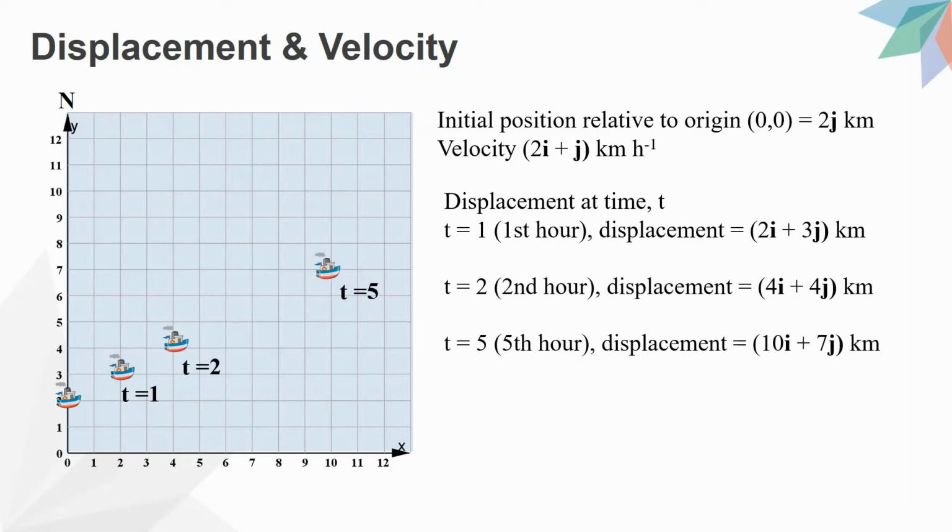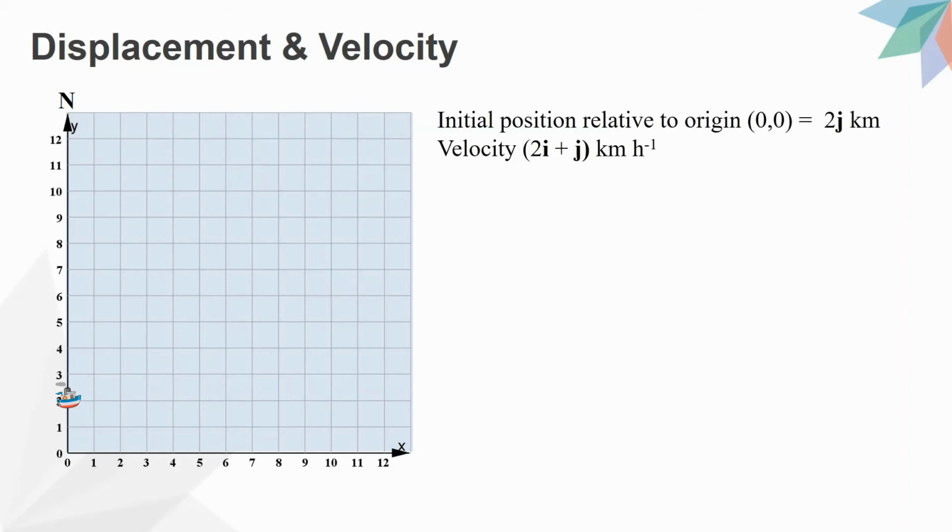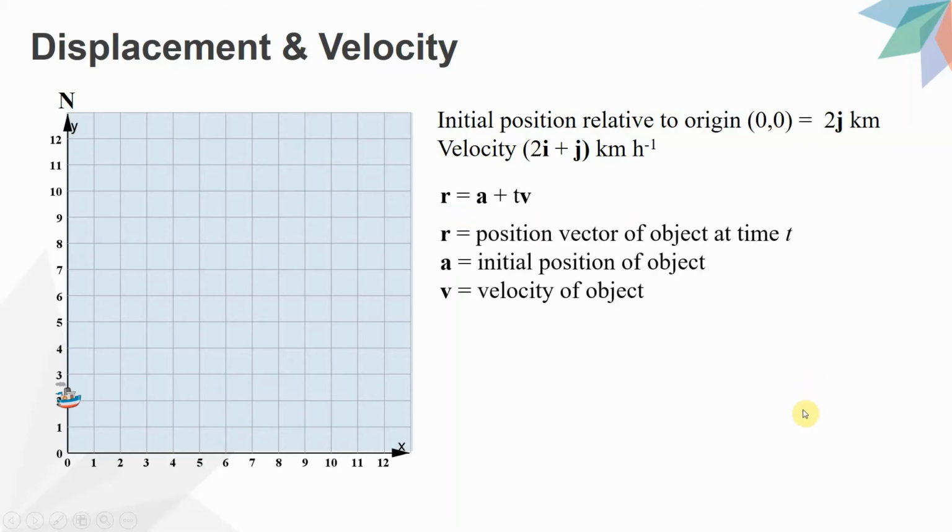So we want to have a simple formula to help us find the displacement easily. This is a formula for finding the position vector at any given time: r equals a plus tv. r stands for the position vector of the object at any time t, which is what we want to find for this boat. a is the initial position of the object, which is at 0, 2, and v is the velocity, and t is for time. In this case, it is in hours.